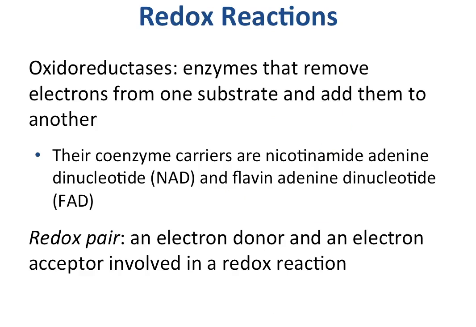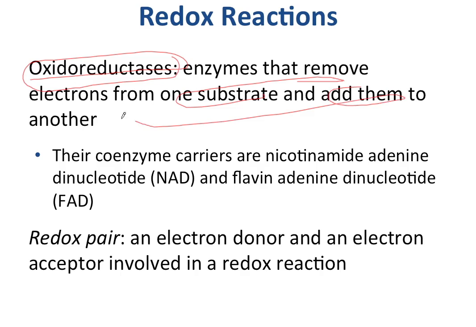The redox reaction can be regulated by enzymes. The enzyme is called oxidoreductase. This is the enzyme that specifically regulates the redox reaction. They can remove electrons or add electrons. They can remove electrons from one substrate and add electrons to another substrate.